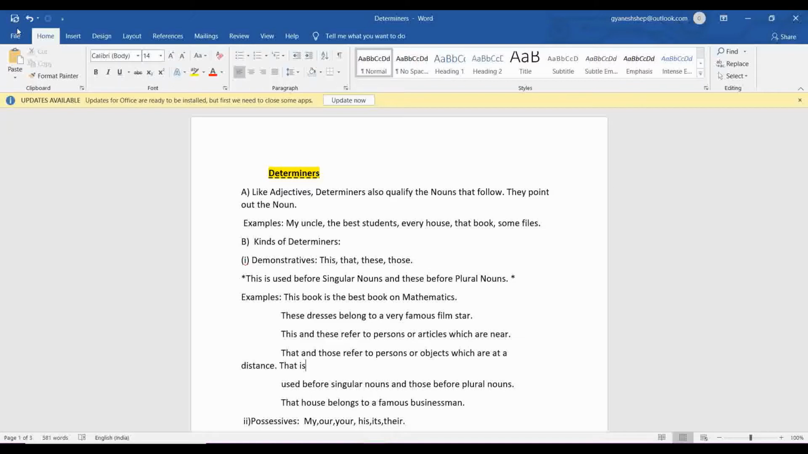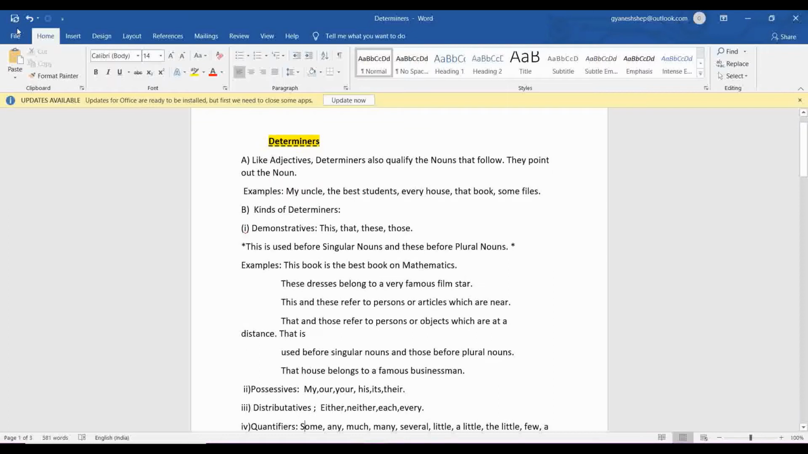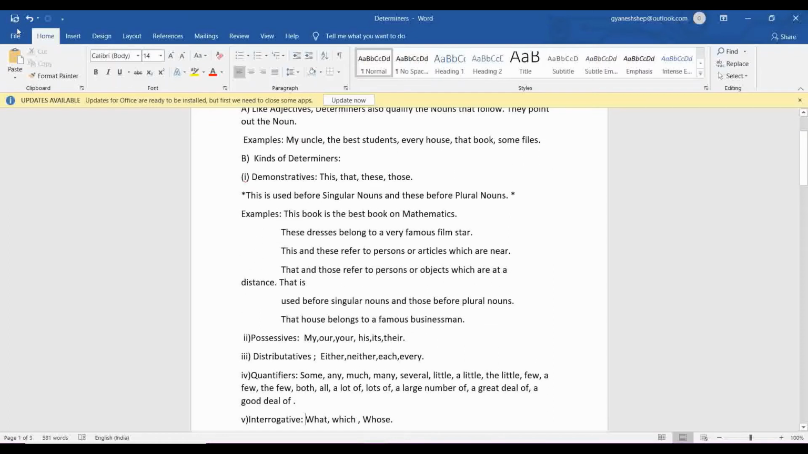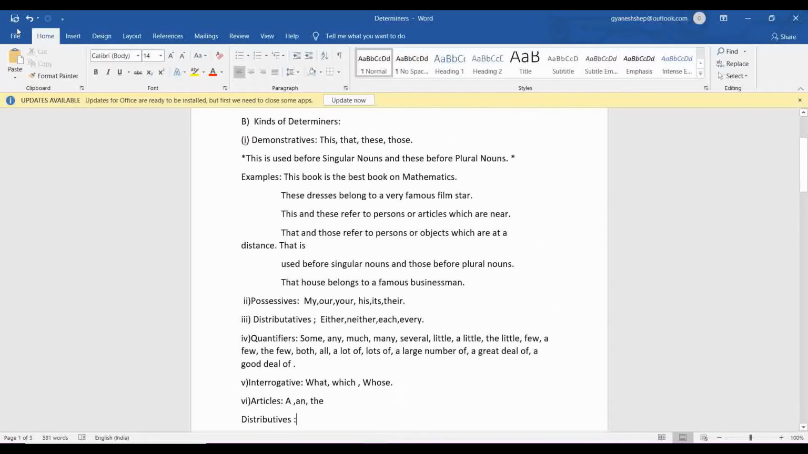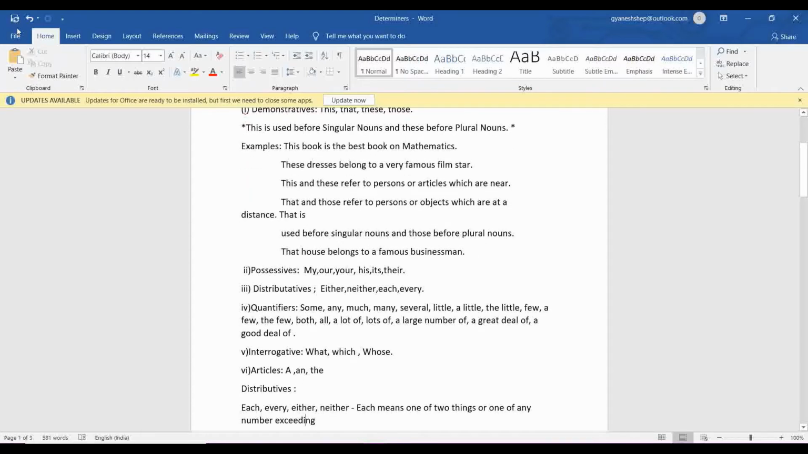Now, kinds of determiners. The first kind is demonstratives: this, that, these, those. This is used before a singular noun and these before a plural noun, as we have learned from our first, second standards. I think in senior KG also you may have learned these things. For example, this is the best book on mathematics. These dresses belong to a very famous film star. This and these refer to persons or articles which are near, right?